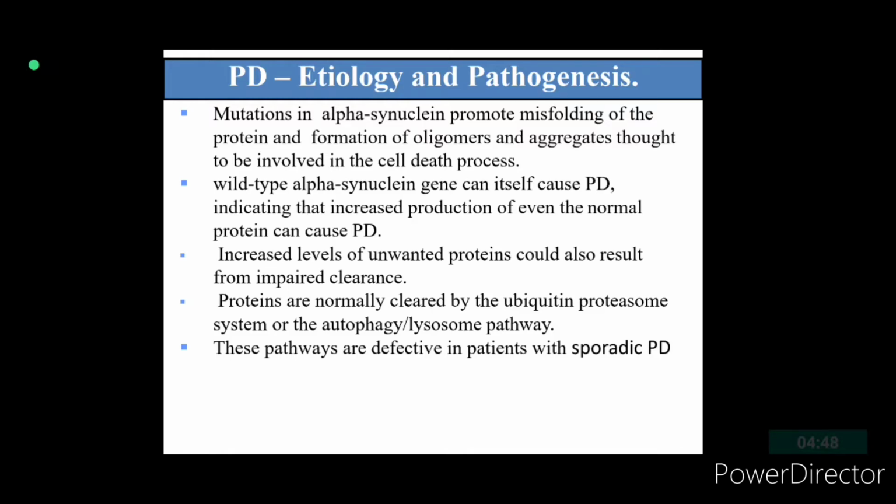Increased levels of unwanted proteins could also result from impaired clearance. Proteins are normally cleared by the ubiquitin proteasome system or autophagy lysosome pathway. These pathways are defective in patients with sporadic Parkinson's disease.